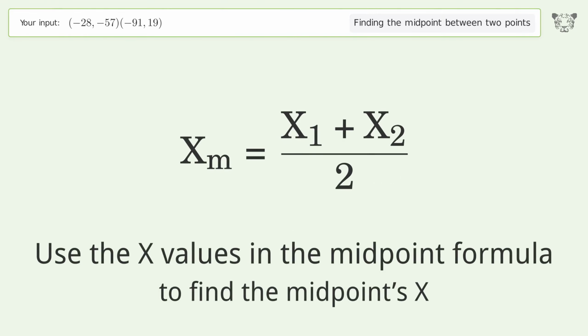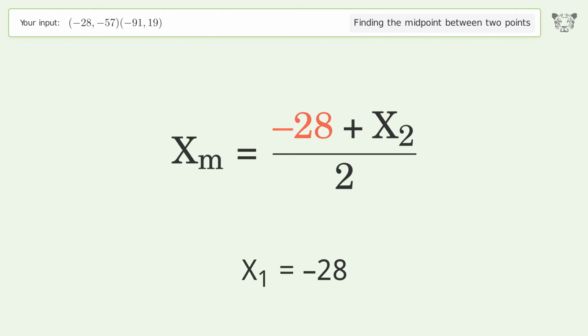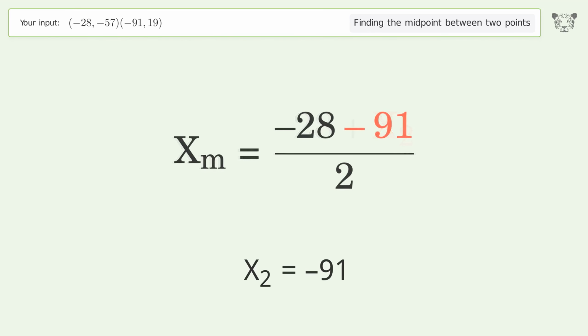Use the x values in the midpoint formula to find the midpoint's x. x1 equals negative 28. x2 equals negative 91. Simplify the arithmetic.